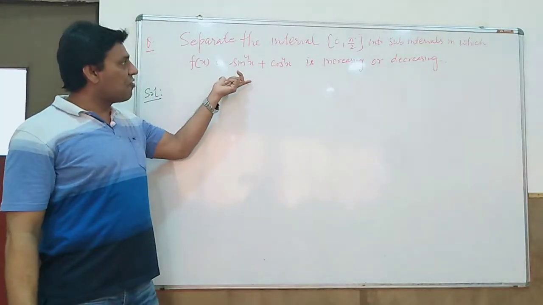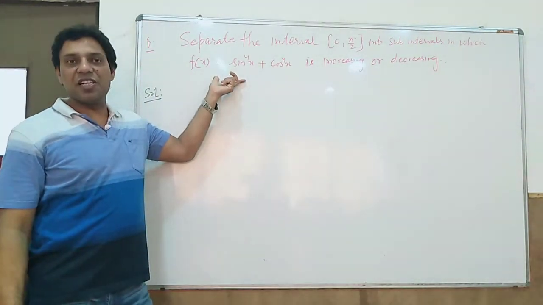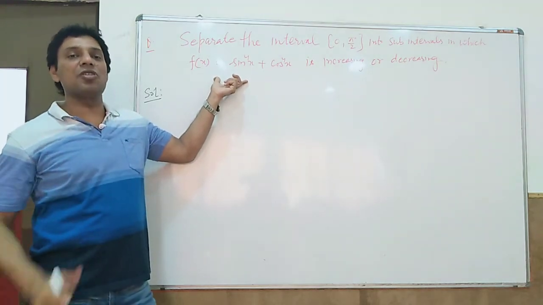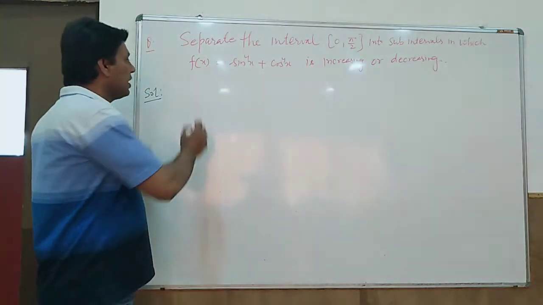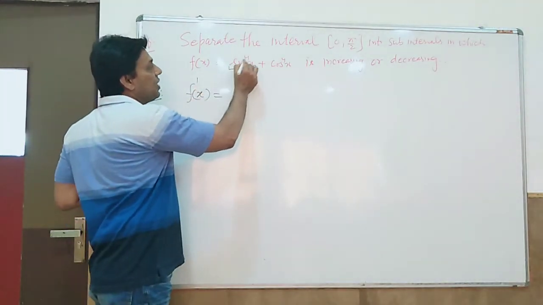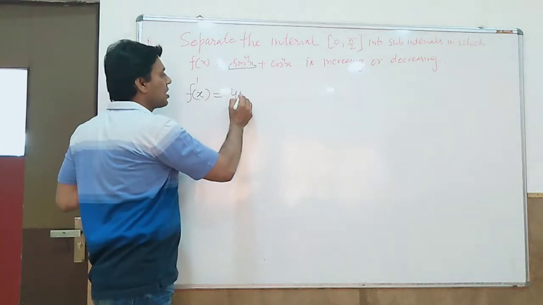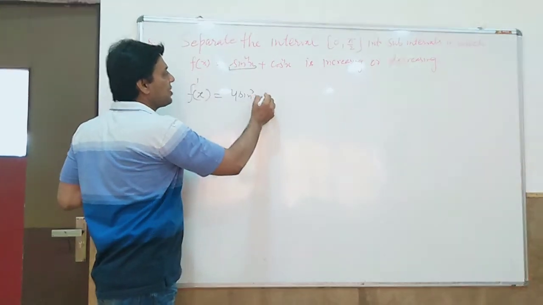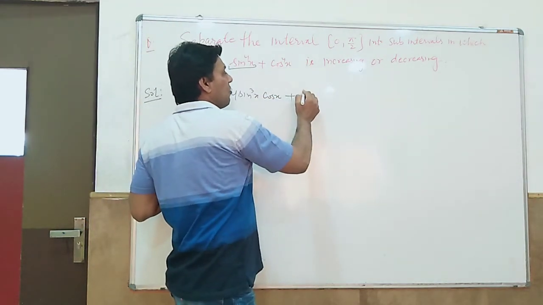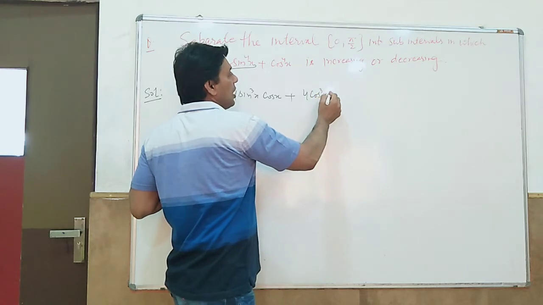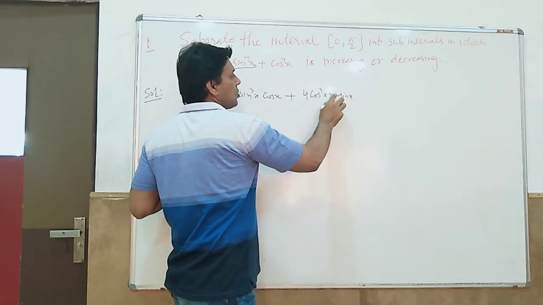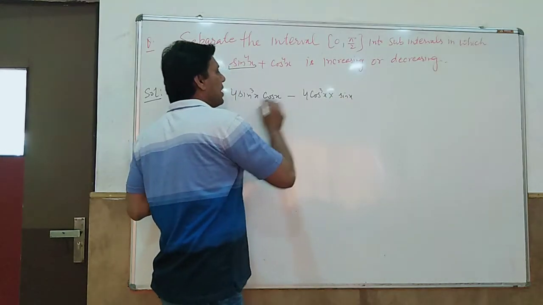First of all, we have to learn how to differentiate this function, because students often get confused while differentiating this question. So please watch carefully how to differentiate f dash x. First we differentiate the power 4, that is 4 sine cube x, then the differentiation of sine x is cos x. Similarly, cos to the power 4 gives 4 cos cube x into the differentiation of cos x, which is minus sine x. So this sign will become negative.